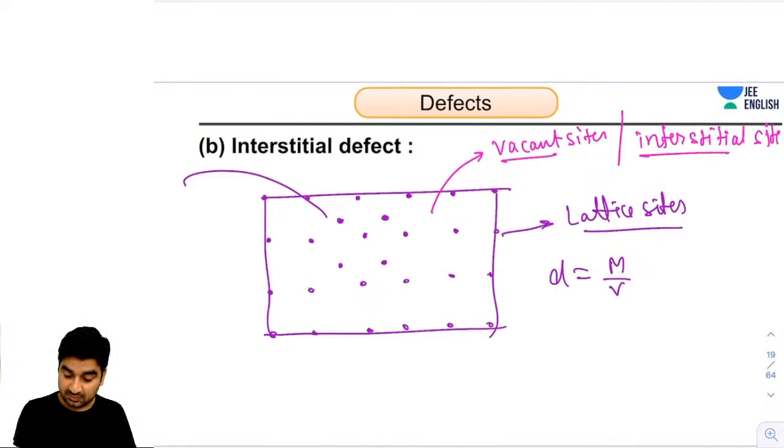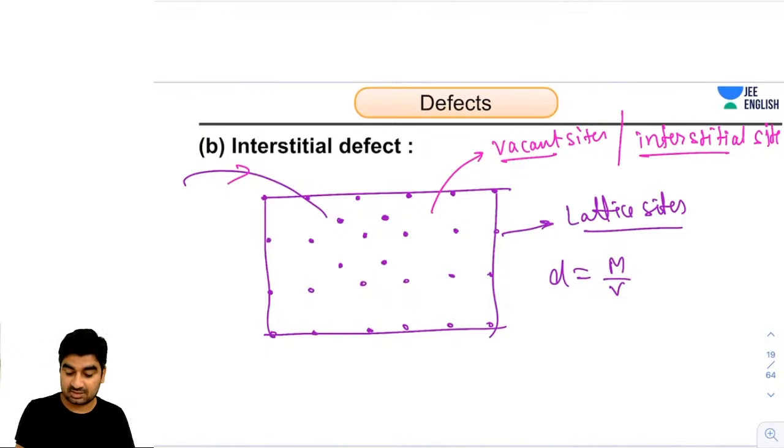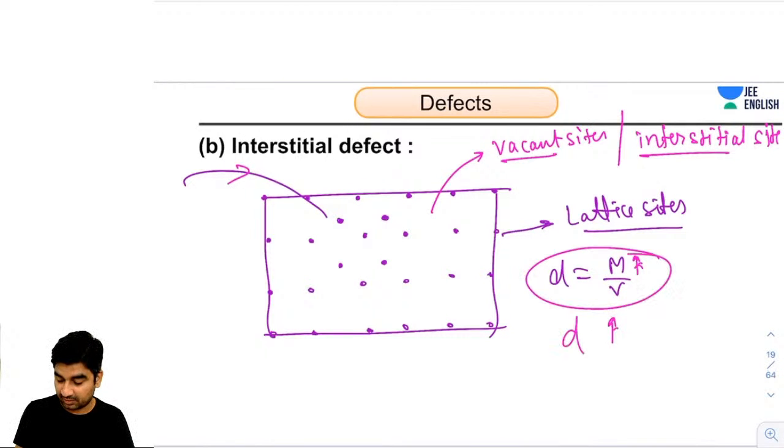So if these vacant sites are occupied, so some extra ion is coming and occupying the vacant sites. As a result, guys, what will happen? Volume will not change, but mass will change. Why? Because extra ions or extra atoms are coming. Not ions actually, extra atoms. I will tell you why I'm saying not ions. There can never be ions in this case. So guys, due to this defect, density will increase.